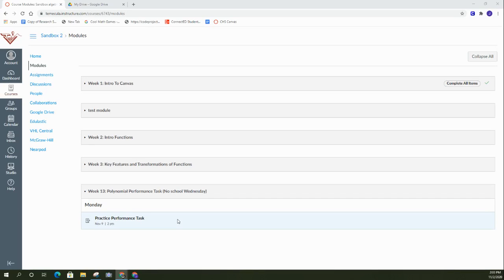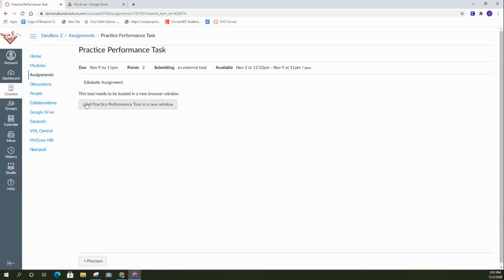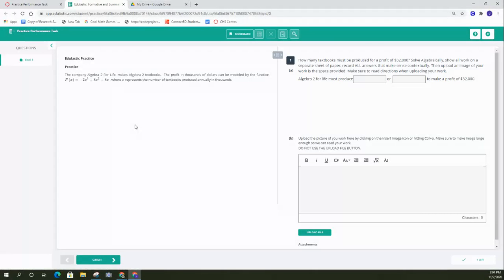Right, to access and take an Edulastic test through Canvas, you're going to go to the assignment created by the teacher. It's going to have this gray load the task button, or whatever the test is. It's going to open it up in a new tab for you. After it loads, okay, for the performance task this week, this is the practice one for you guys.